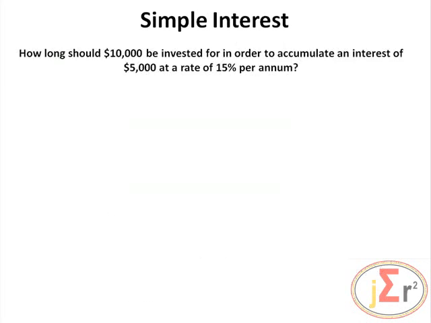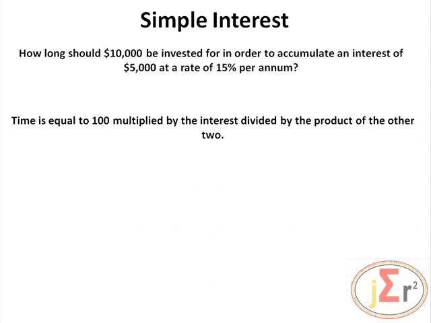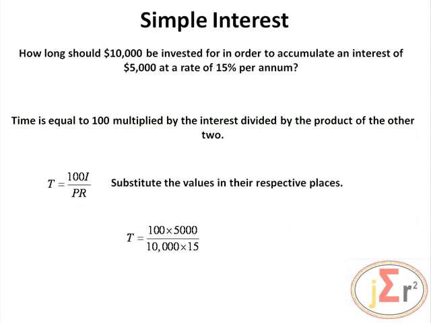How long? What does how long mean? Time. So how long should $10,000 be invested for in order to accumulate an interest of $5,000 at a rate of 15% per annum? Time is equal to 100 multiplied by interest divided by the product of the other two. Substitute the values in their respective places, and the simplification will give 3.33 years. And by looking at that 0.333 going all the way to eternity, we know that it's 3 1/3 years.